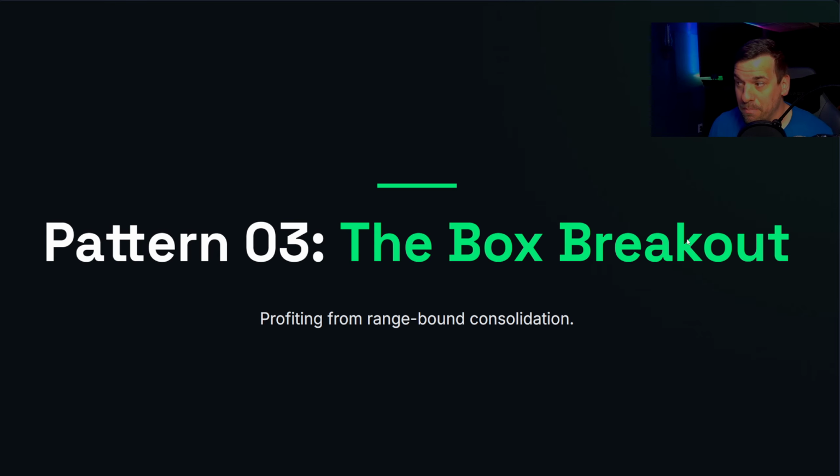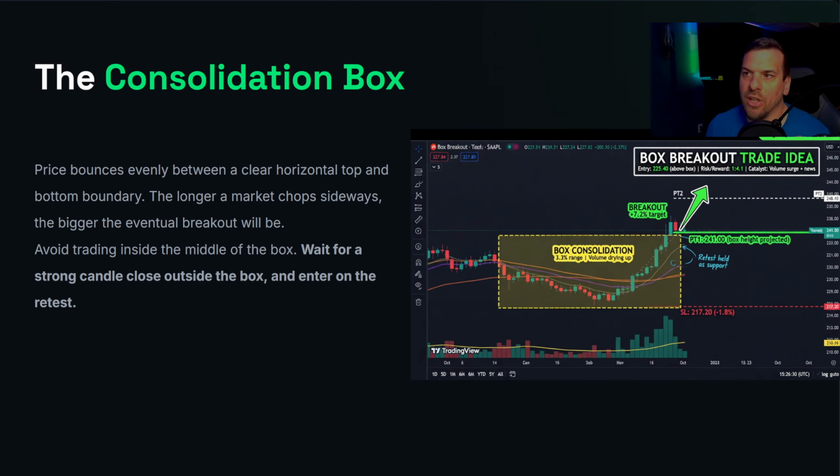The third one is the box breakout. So what do we do with a box breakout trade? Well, with this consolidation box, the price bounces evenly between clear horizontal tops and bottoms. The longer the market chops sideways, the bigger the eventual breakout will be. So avoid trading inside the middle of the box. Wait for a strong candle close outside the box.